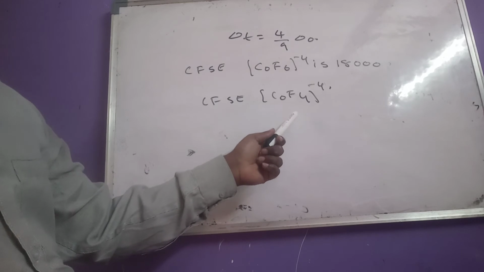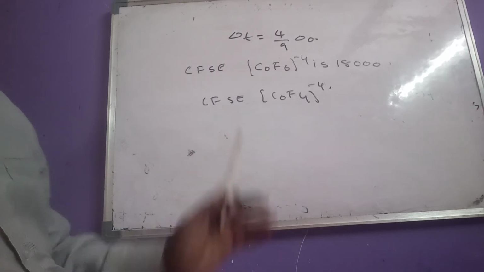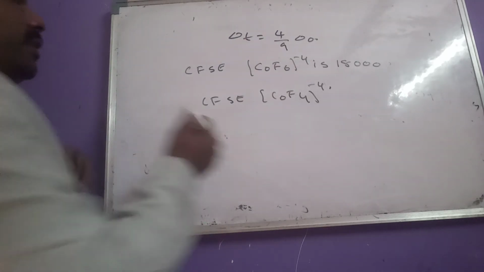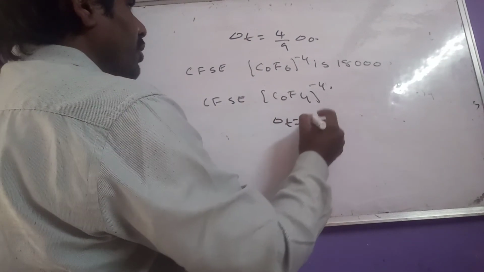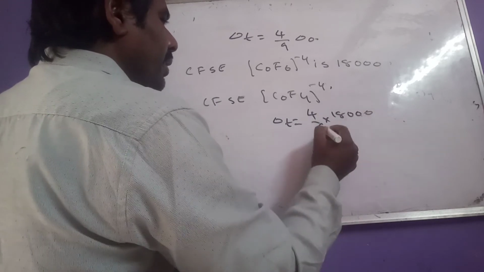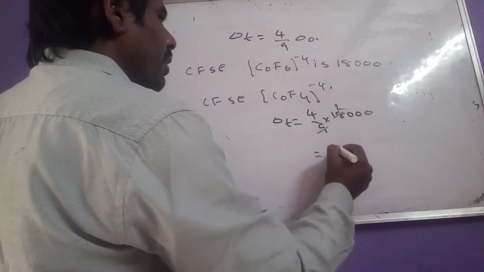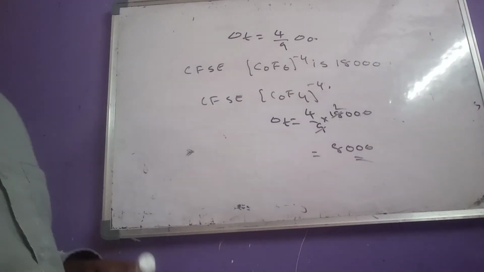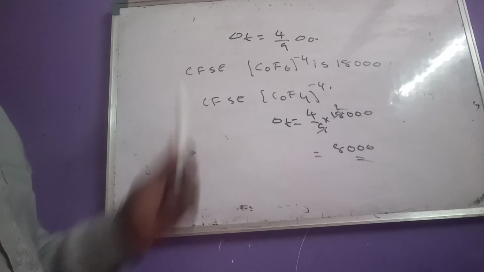Here we have to calculate for the complex where 4 ligands are there, so it is tetrahedral geometry. So now we have to use this formula: delta T equals 4/9 into 18,000. 9 ones are 9, 9 twos are 18, we get 8,000. So like that we have to calculate delta T using delta naught.